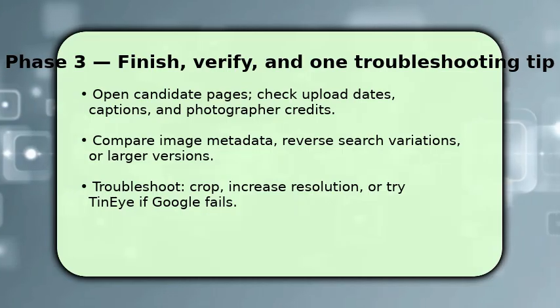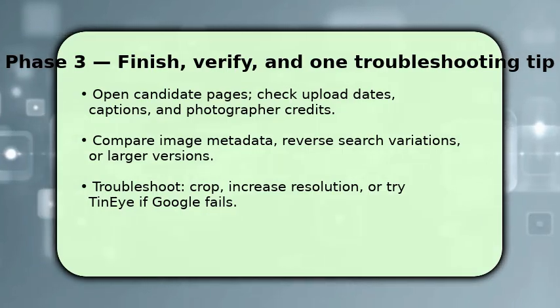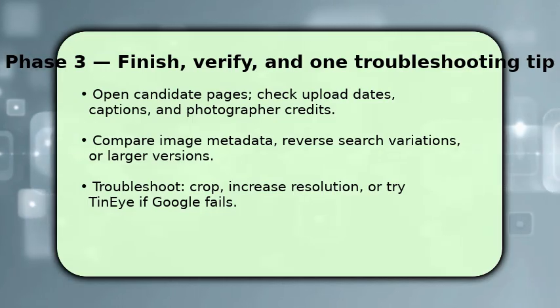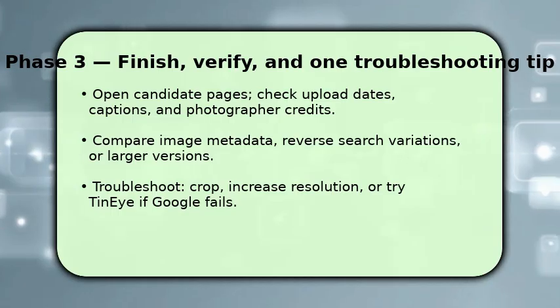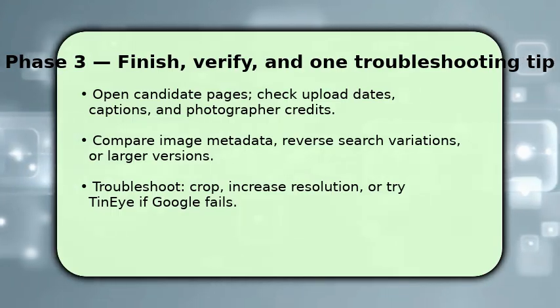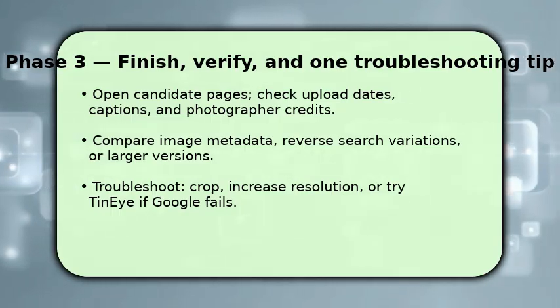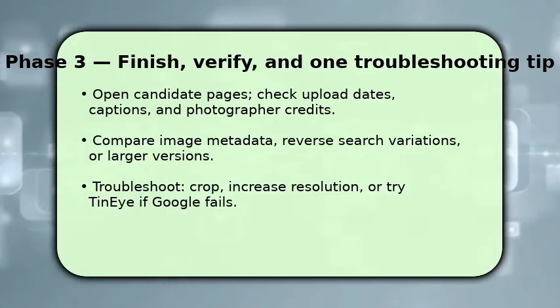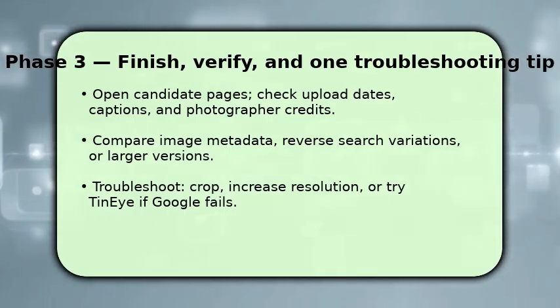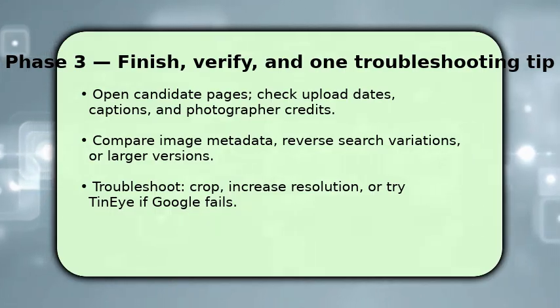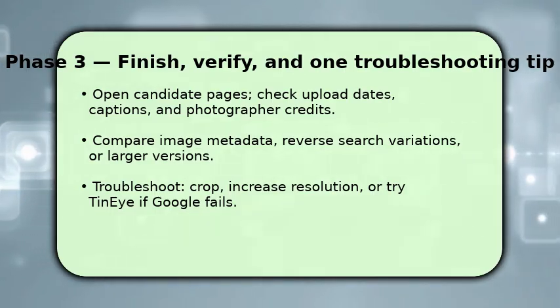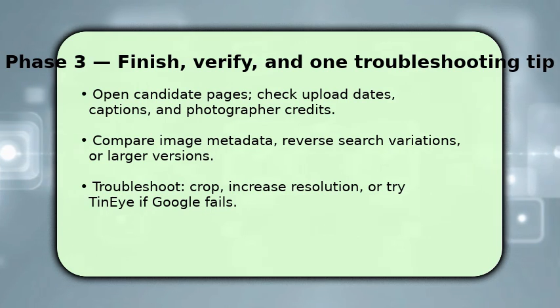Make sure to compare image metadata when available and seek larger or higher resolution versions that reveal embedded clues. If results conflict, iterate. Try slight crops, a higher resolution file, or different angles to refine matches. If Google returns nothing useful, try a secondary engine like TinEye as a fallback. And if problems persist, clear cache or use a private window to avoid personalized search bias.